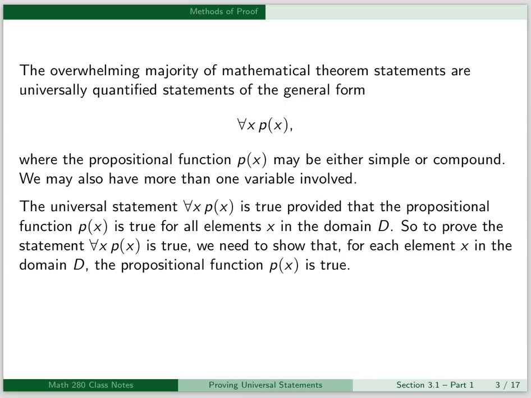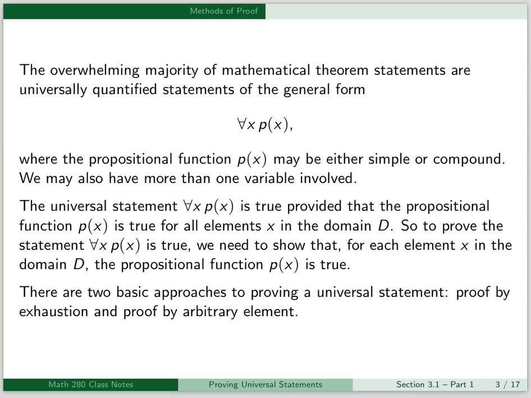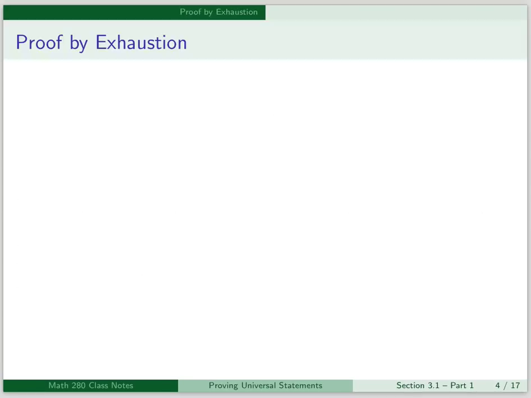So to prove the statement for all x P of x is true, we need to show that for each element x in the domain D, the propositional function P of x is true. There are two basic approaches to proving a universal statement, proof by exhaustion and proof by arbitrary element. So we'll start by looking at a proof by exhaustion.